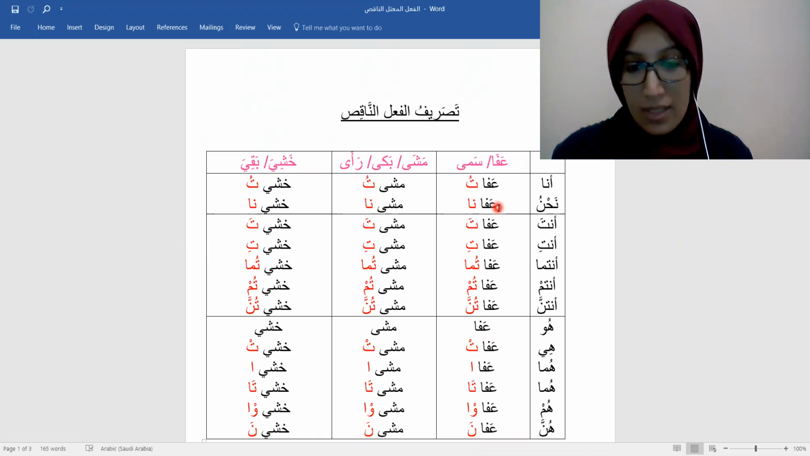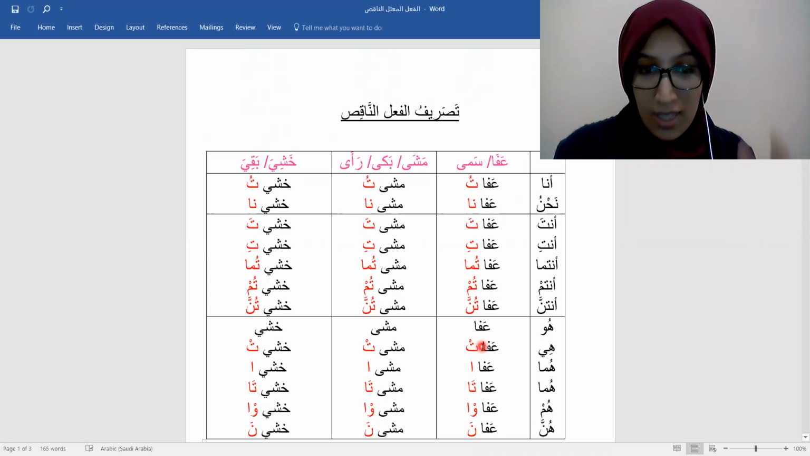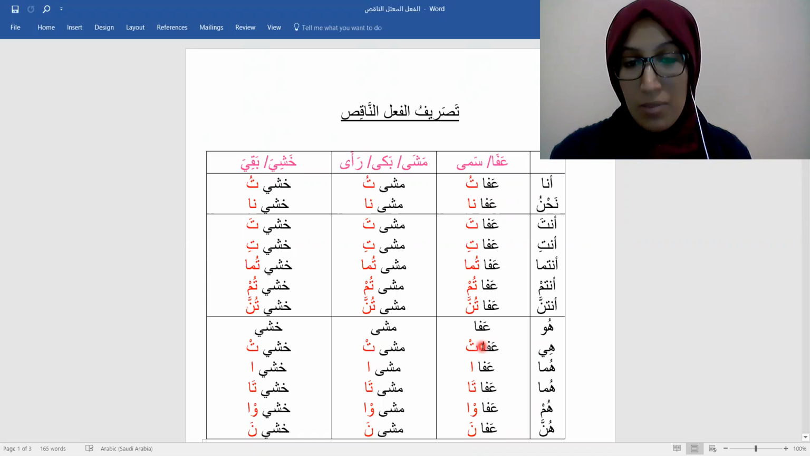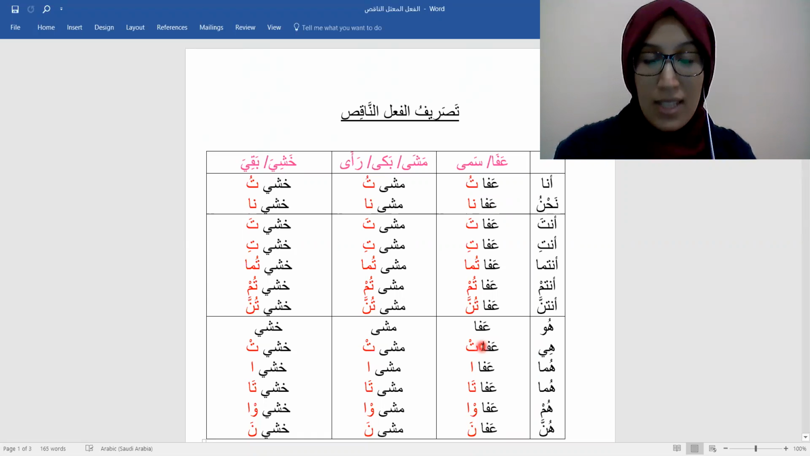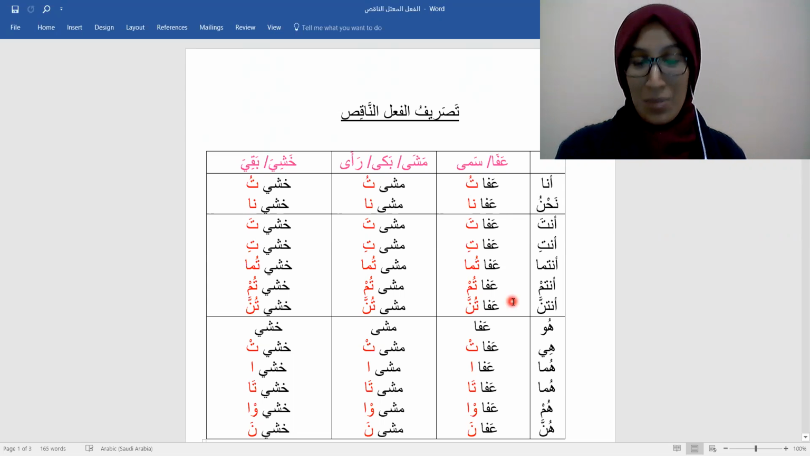I took only one to take an example. Then I copy it with all the letters. Then the third step is to add the stable letter, extra letters with each pronoun. Okay, here I have a problem. What is this problem?